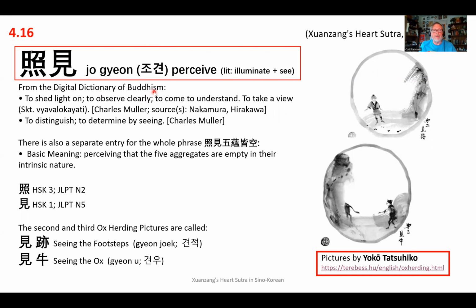So in the Digital Dictionary of Buddhism: to shed light on, to observe clearly, to come to understand, or to take a view, to distinguish, to determine by seeing. So it's a much more active process involving the mind than simply seeing something. It means you see something, you understand it directly in seeing it, and at the same time you illuminate it with your mind, which is something that I guess Avalokitesvara can do.